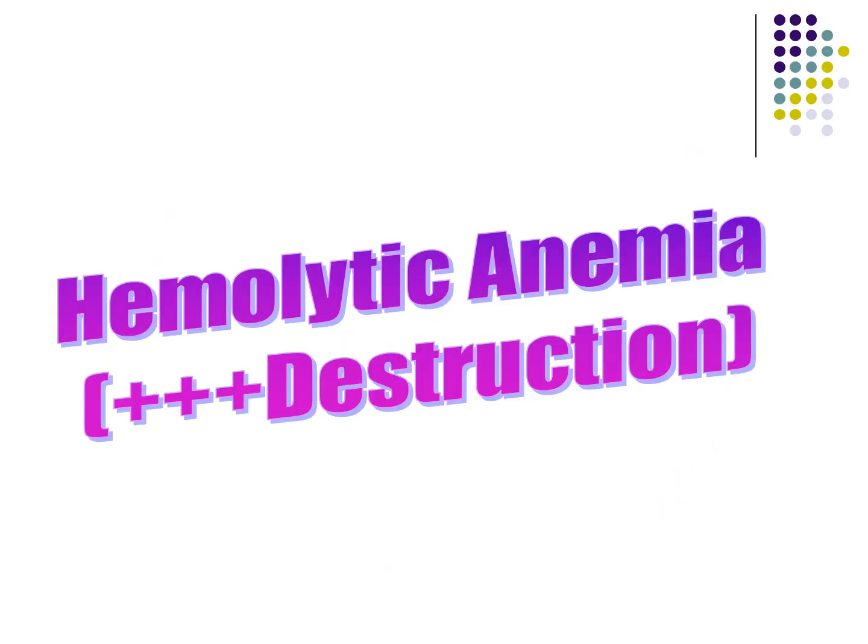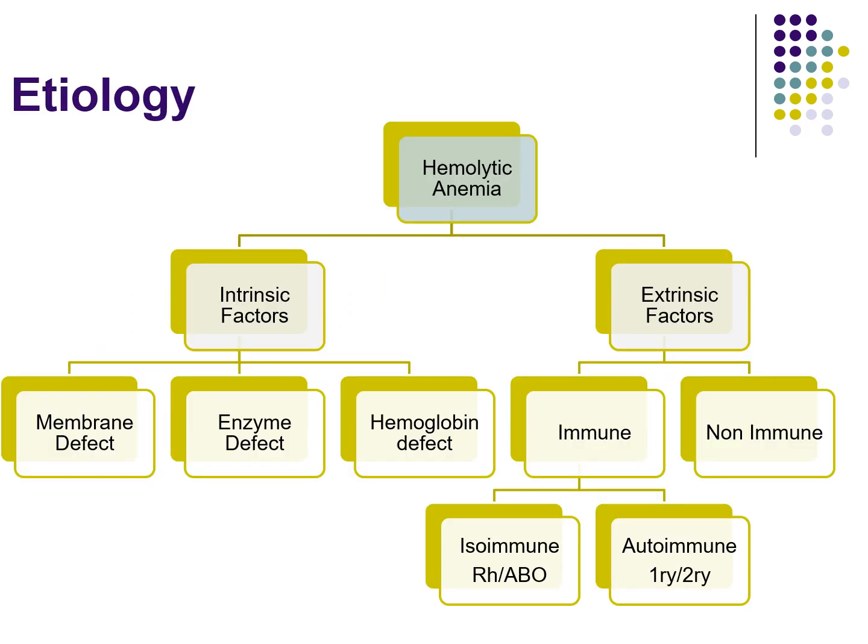Today we are going to discuss the subject of increased destruction of the RBCs, which we call hemolytic anemias. The causes of hemolytic anemias are divided into two main categories according to the site of the hemolysis.